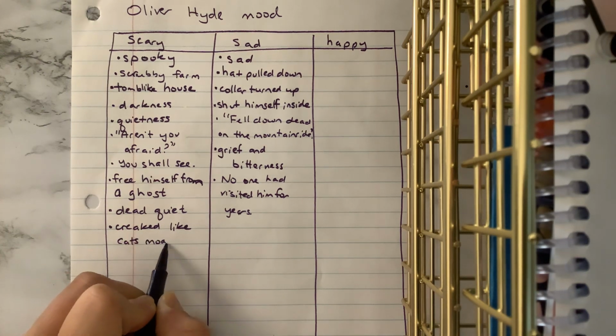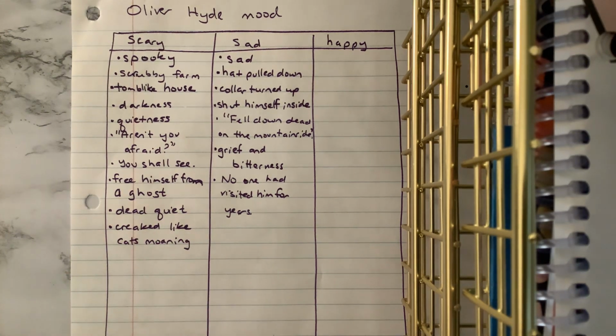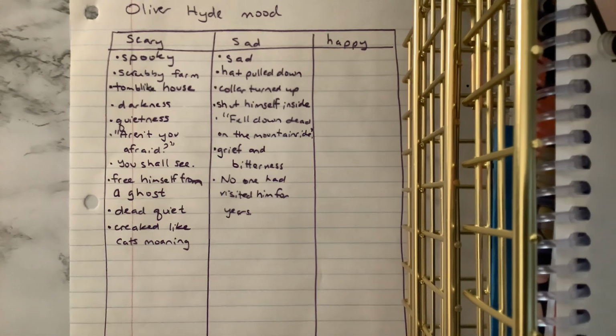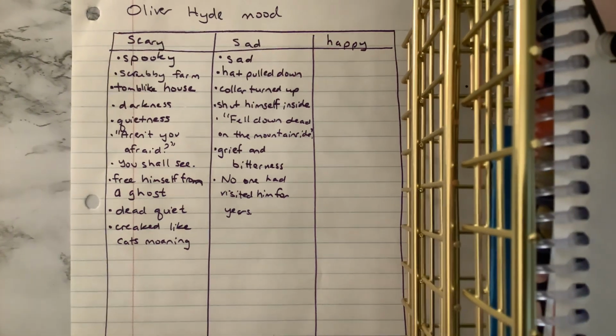Creaked like cats moaning in their dreams. And the man knocked on the door. For a little bit it was quiet. Then there was the sound of a chair being scooted across the floor. A voice said, "Come in." The man opened the door a crack and peeked inside. "Oliver," he said, "it's me, Jim."